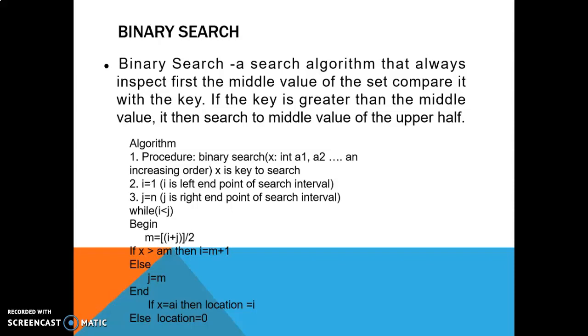So, this time, class, is another example of a searching algorithm, which is the binary search. Okay, so ang idea naman ng binary search, class, kung sa linear search is one by one natin kino-compare yung key to search doon sa series of number, sa binary search hinahati natin yung series of number natin. According to the definition, binary search is a search algorithm that always inspects first the middle value of the set, compares it to the key. If the key is greater than the middle value, it then searches the middle value of the upper half.